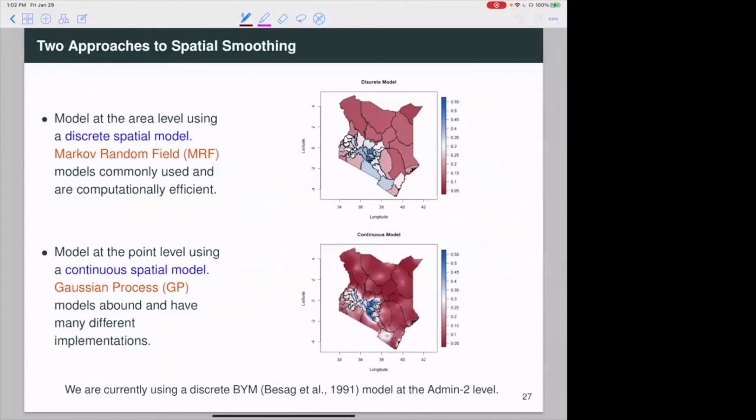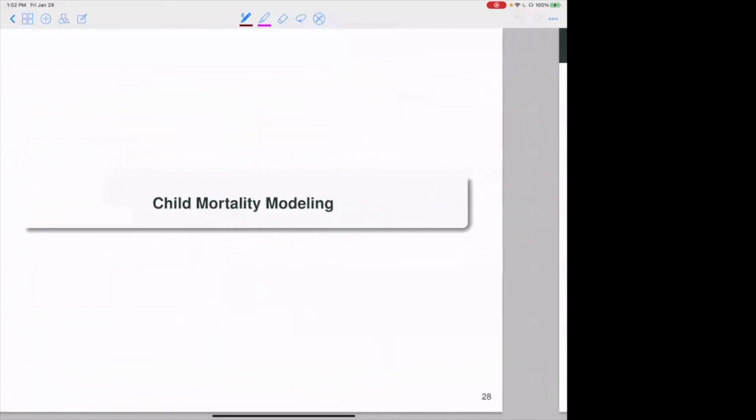So this is just showing conceptually how we could have a continuous spatial model like this, or we could model it discrete. And so currently we use this discrete BYM model. I'm not going to go into this. It's just a particular conditional autoregression model. I could talk more if people want to.